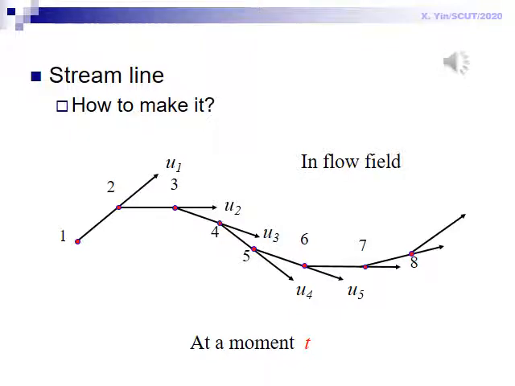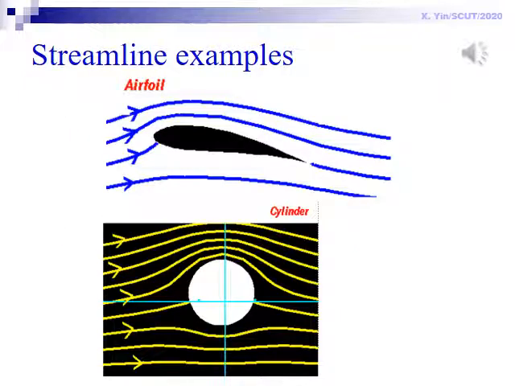This figure shows us how to draw a streamline. The broken line 1, 2, 3, 4, 5, 6, 7, 8 will become a continuous curve when the distances between points are infinitesimally small. This curve is a streamline. Here are some examples of streamlines. The upper one is a flow around an airfoil or a wing. The lower is a flow around a cylinder. Here we give the view of the cross-section.